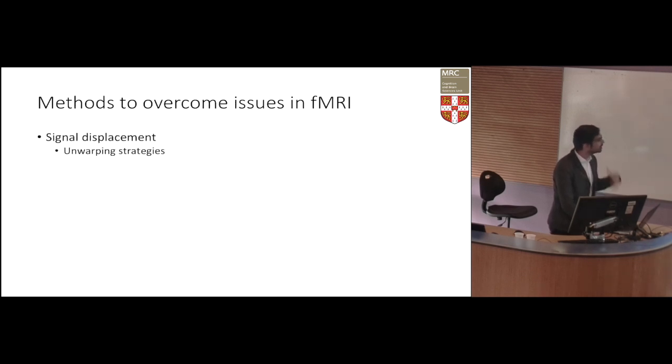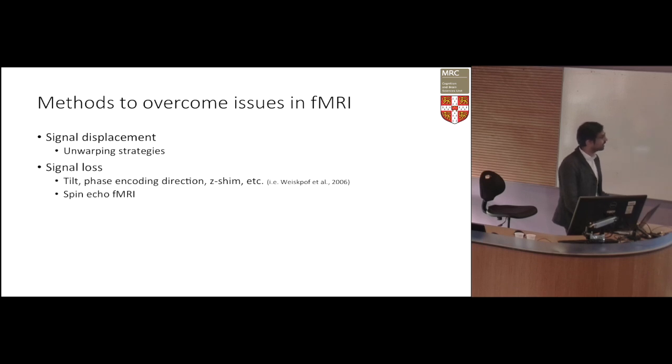And to things that we've looked at, so like I said, with signal displacement, there's a lot of unwarping strategies using field map corrections or reverse phase encoding, which I think some people talked about earlier today, but I'm not going to talk too much about that. So more interested in signal loss. There's quite a few little tweaks you can do to the actual image acquisition, such as changing tilt, phase encoding directions. You do get small systematic gains, but they're not very big.